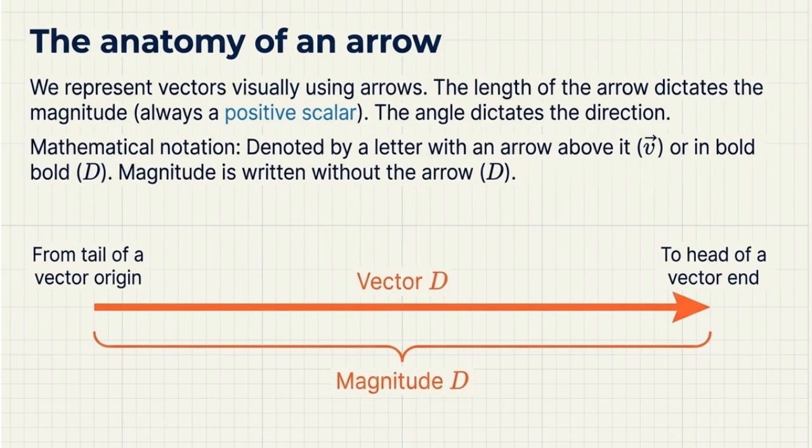Let's take a closer look at how we represent vectors using arrows. The arrow's length shows the magnitude, which is always a positive value, and the arrow's angle shows the direction. In mathematical terms, a vector is usually written as a letter with an arrow above it, or in bold type. When writing just the magnitude, we use the same letter but without the arrow. For example, here the vector d starts at the tail, which marks the origin, and ends at the head, showing the vector's direction. The distance between the tail and the head gives us the magnitude of the vector d. This visual approach helps us easily understand both how large the vector is and the direction it points in.